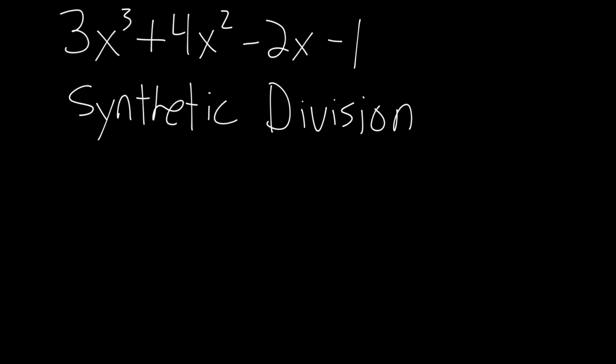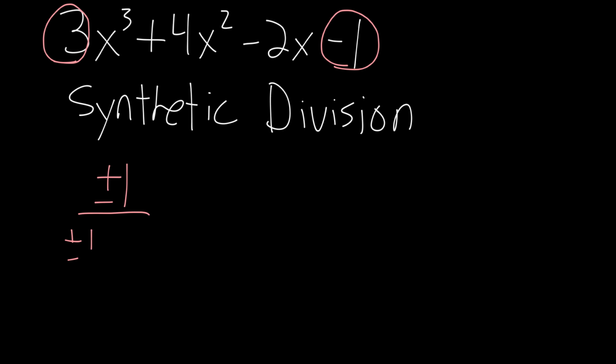To determine the possible factors, we use the rational factor theorem. We want to look at the factors of minus 1 and the factors of plus 3. We take the factors of minus 1, which are plus minus 1, put them in the numerator, and we take the factors of 3, which are plus minus 1 and plus minus 3, and put them in the denominator. This gives us the following possible roots.